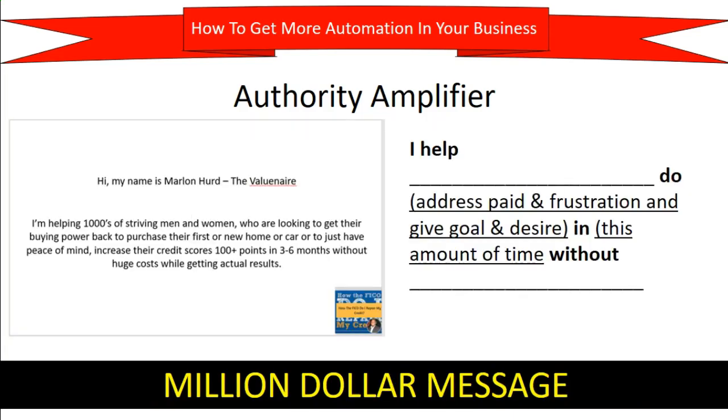All right. Next thing you want to do is give them your $1 million message. And your $1 million message is what your whole system is all about. Your whole process, your whole product, your service, your business. Your $1 million message is what you do and who you help.